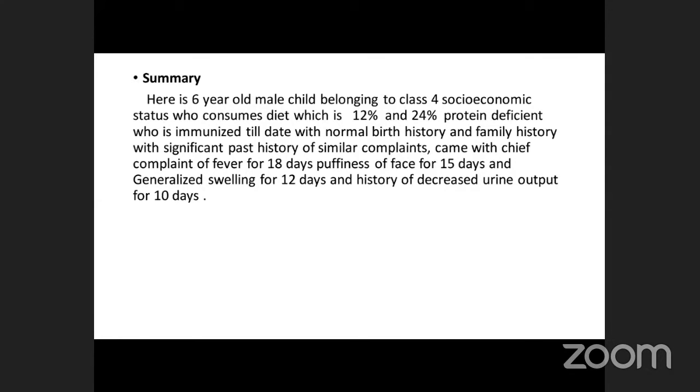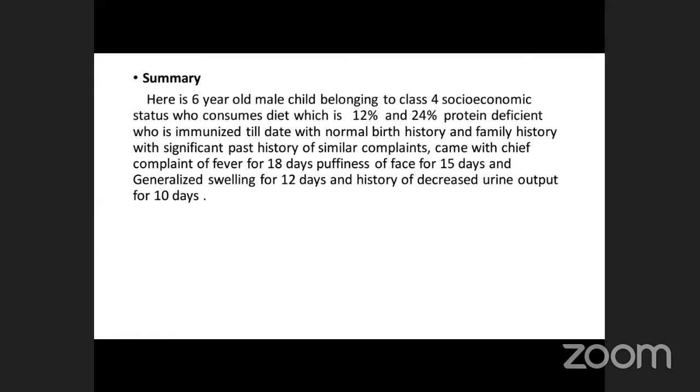Okay, so I think what you should specifically say here is, in view of the previous history where he had responded to steroids, it looks like a steroid-sensitive nephrotic syndrome. That is something you should specifically say over here. And then we don't really know what that fever is all about that you've been mentioning, for 18 days. So we'll see if the examination picks up something.